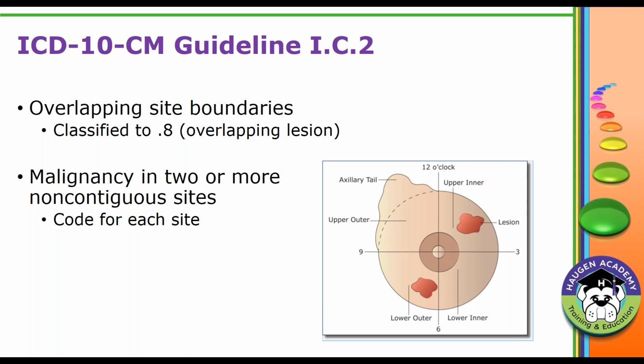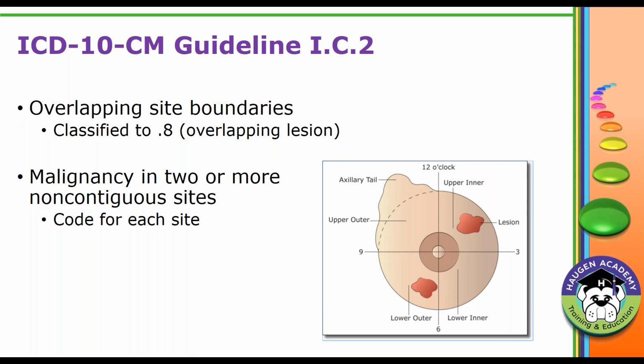For multiple neoplasms of the same site that are not contiguous, such as tumors in different quadrants of the same breast, codes for each site should be assigned. So if you're looking at our picture here, we have 2 lesions on that breast and they're in different quadrants. So in that case, you would need a code for each site.